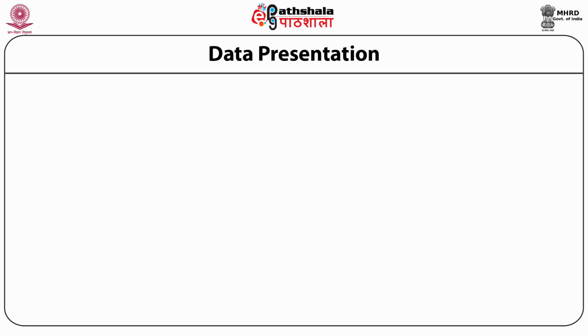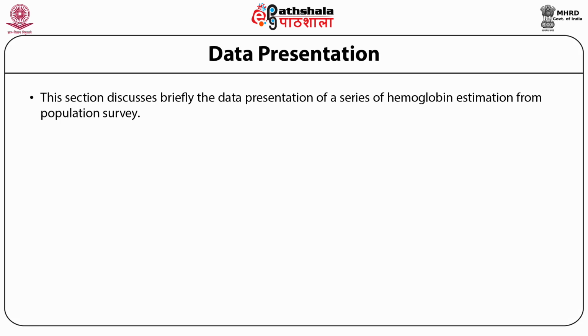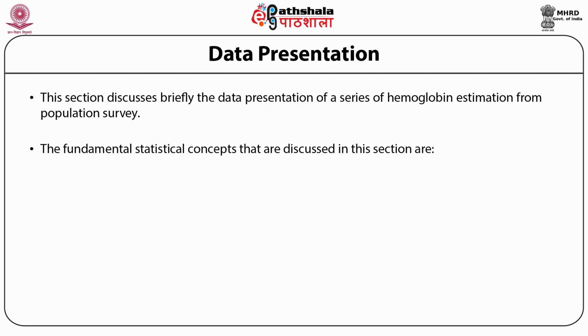The data presentation. This section discusses briefly the data presentation of a series of hemoglobin estimations from a population survey. The fundamental statistical concepts that are discussed in this section are mean, variance, standard deviation and coefficient of variation. These estimates are essential to understand the measure of dispersion in a sample data set and give an estimate of representativeness of the universe.